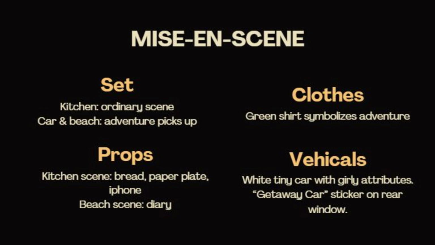The set of the car and beach scenes were also purposeful since they both represent opportunities and adventure. For the beach scene prop, it was Henry's diary that gave subtle insight to the audience about who he was and his motive for leaving. Additionally, the car Emma was driving was white with flowery accents on the interior. This again represents the adventure she is about to take and the romantic aspect of the film. There is also a tiny sticker on her back windshield that writes "Getaway Car," which obviously symbolizes her running away with Henry. And lastly, the shirt Emma was wearing was green, which represents her upcoming adventures.